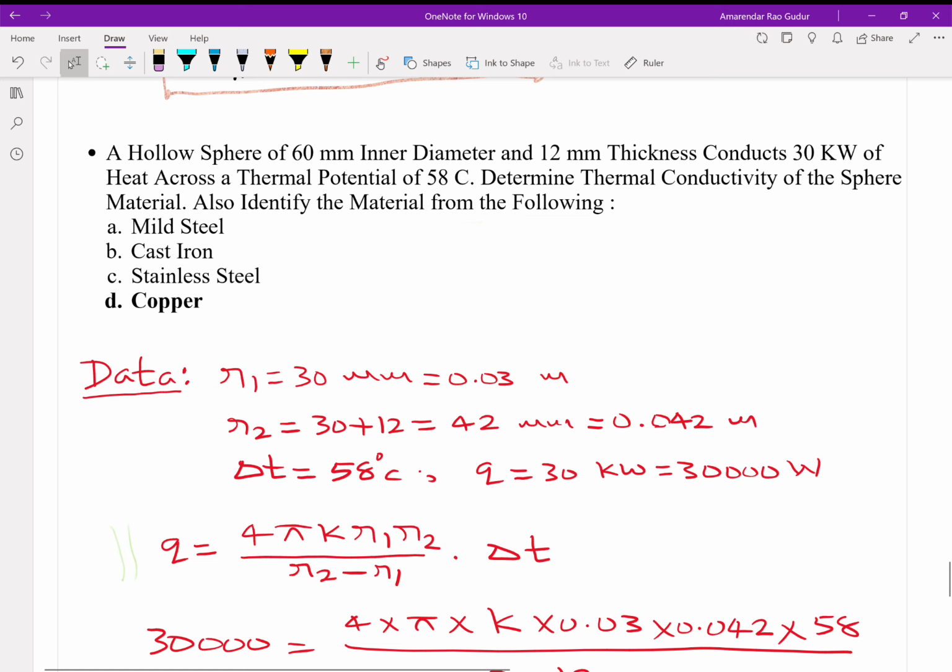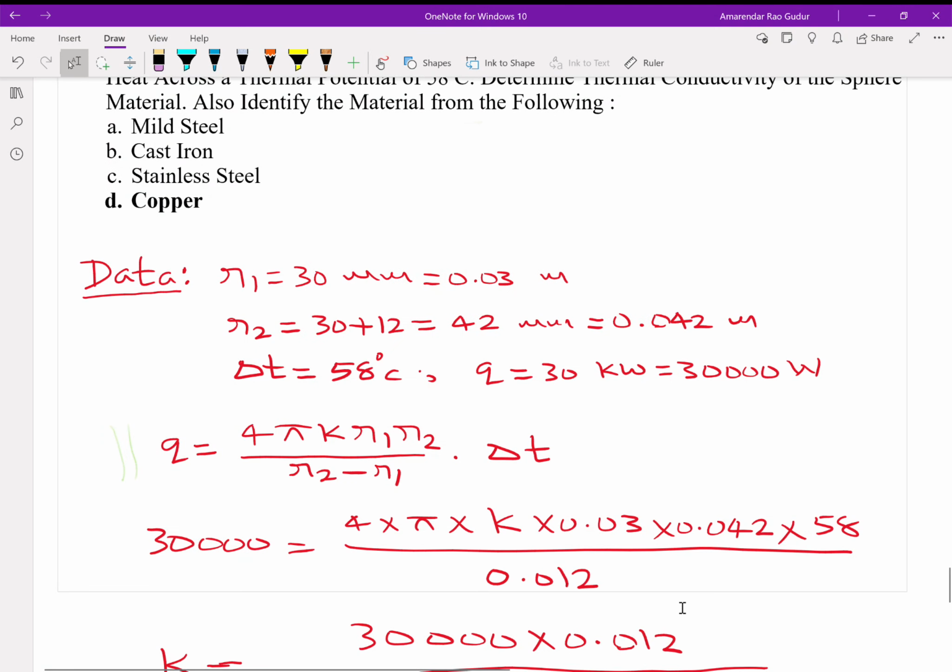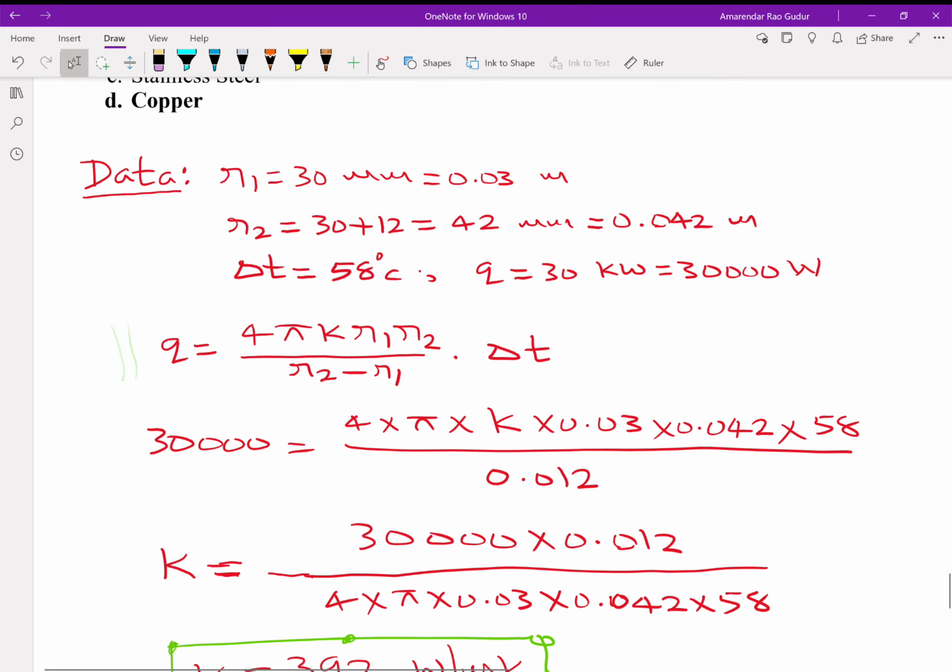Then the third and last problem, again very interesting. A hollow sphere of 60 mm inner diameter and 12 mm thickness conducts 30 kilowatts of heat across a thermal potential of 58 degrees centigrade. Determine the thermal conductivity of the sphere material. And based on the thermal conductivity value, identify the material from the following alternatives. A. Mild steel, B. Cast iron, C. Stainless steel, D. Copper. Then if you jot down the data, R1 is half of 60, 30 mm, 0.03 meters.